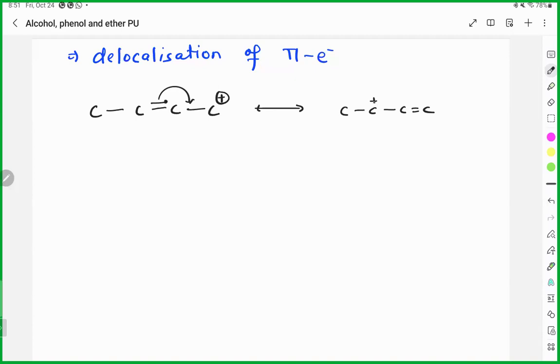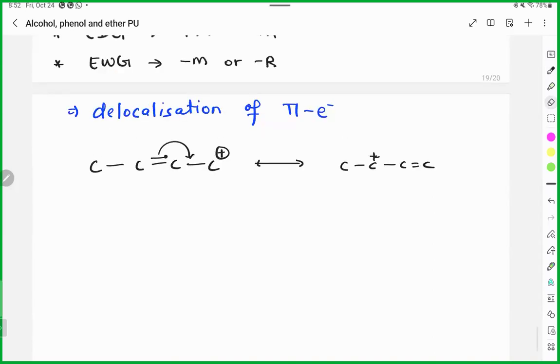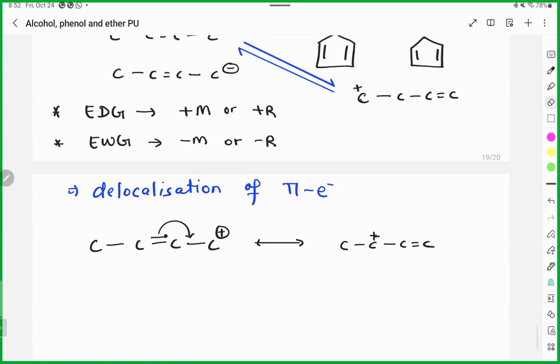Any doubt? No, sir. Understood. So what is happening? This pi electron is moving to the next carbon. Any molecule that takes electron will have a negative charge, and this negative and positive charge on the carbon will make another bond due to the complete transfer of electron, right? And a molecule that donates electron will have a positive charge. Samarth, is this correct? Yes, sir, it is. So that is delocalization of pi electron in this case.